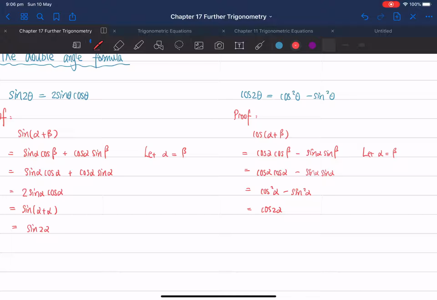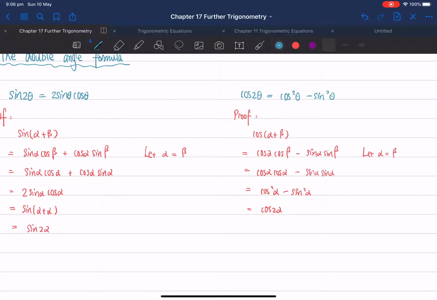Now the question is, do we have another formula for the double angle formula for cosine? Yes, we do. Actually, for the double angle formula for cosine 2 theta, you have 3 of them. The one I just showed you is the one I feel is the most useless. I don't use that one so often, so I'll use the other 2.